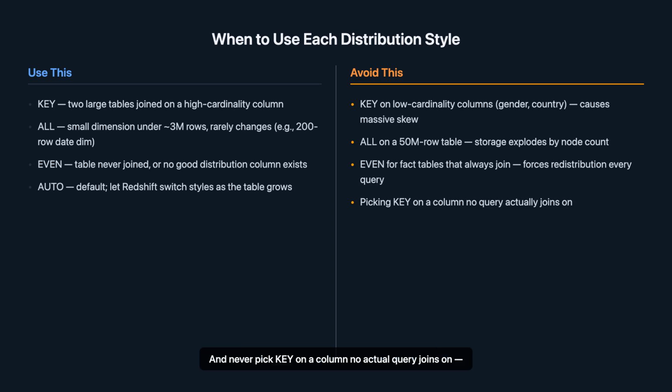And never pick KEY on a column no actual query joins on. The entire purpose of DISTKEY is collocation, so a key no join uses gives you skew with no upside. Finally, avoid EVEN for fact tables that always join, because Redshift will redistribute the data on every single query.